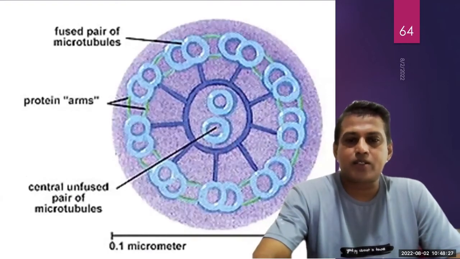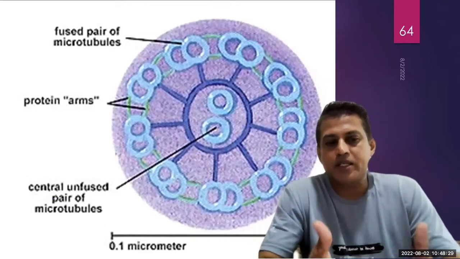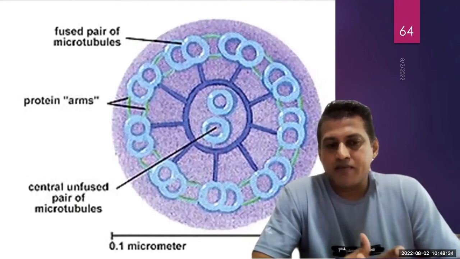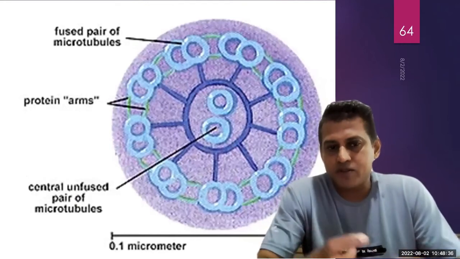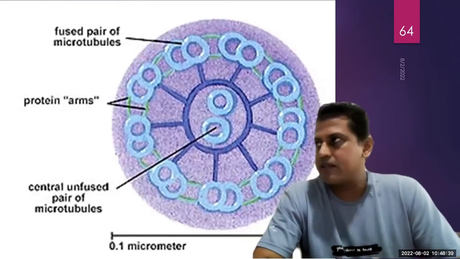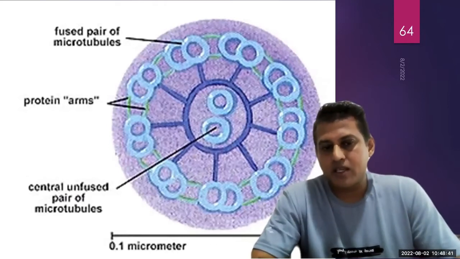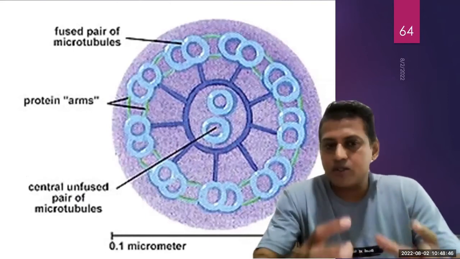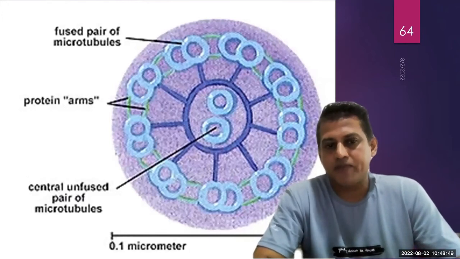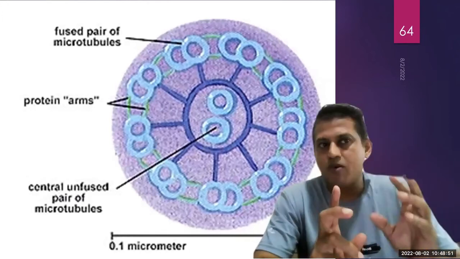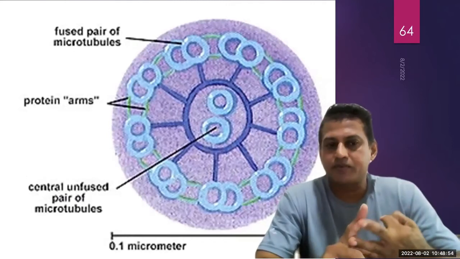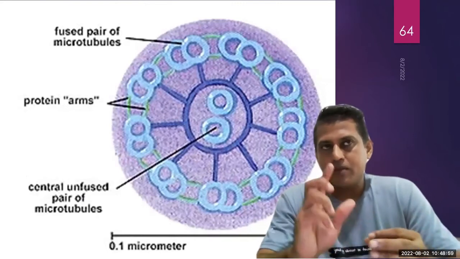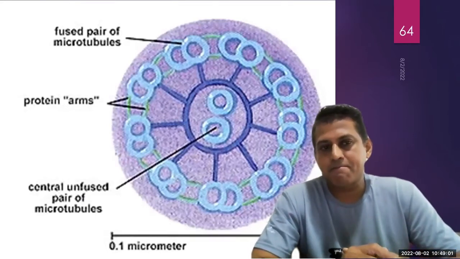Here you see this is 2. This 2 is in the middle. They are unfused. 9+2, the 2 are not fused, but the others are fused. 9 fused, others unfused. And in the basal body, this 2 is missing. The central 2 microtubules are missing in the basal body. So these are the very important differences between cilia, flagella, and centriole. They look more or less similar, but there are small differences structurally.